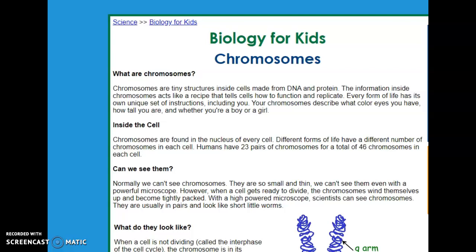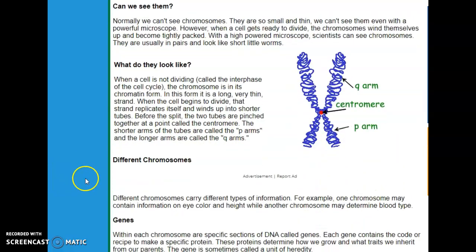Can we see them? Normally, we can't see chromosomes. They're so small and thin, we can't see them even with a powerful microscope. However, when a cell gets ready to divide, the chromosomes wind themselves up and become tightly packed. Then, with a high-powered microscope, scientists can see chromosomes. They are usually in pairs and look like short little worms.